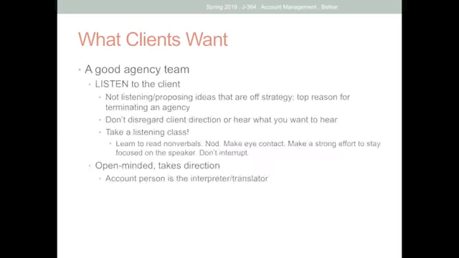A good agency team also listens to the client. So it's not lip service or just fake listening. We want to practice what's called active listening to make sure that we are engaged with the client. Not listening and proposing ideas that are off strategy is really the top reason for losing an agency. It's just not paying attention and going off strategy, even though they may have told you in the initial meetings, and your team still decided to go in a different direction because you thought better. That's the number one reason why most agencies lose relationships with the client.